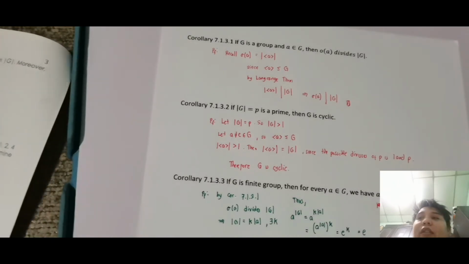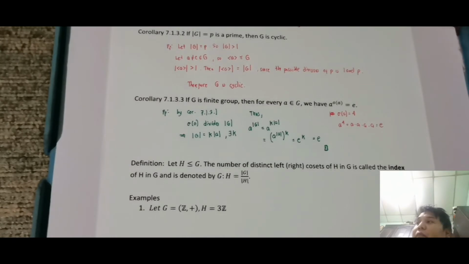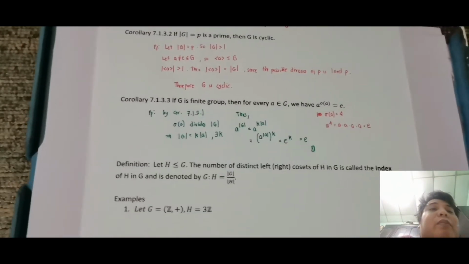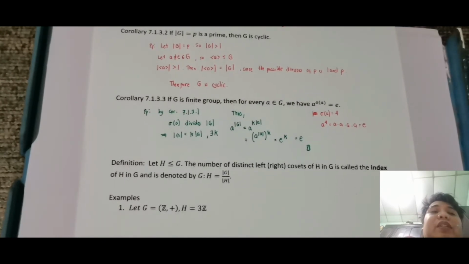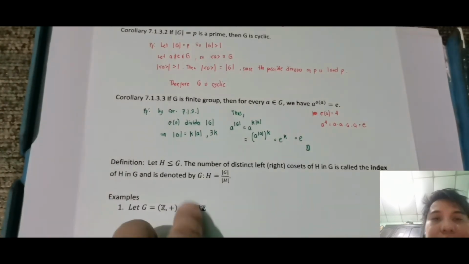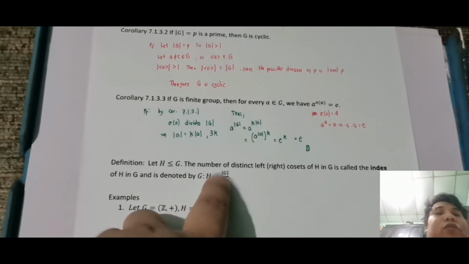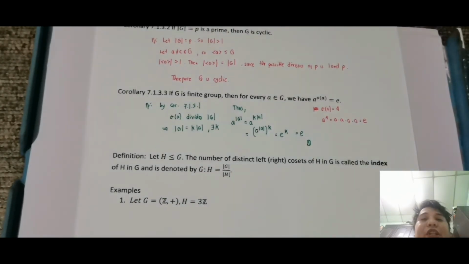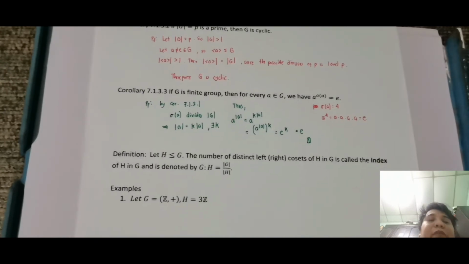Okay, so now let us proceed dito sa ating next topic. So, ang highlight talaga ng topic natin for today is the index. So, let H be a subgroup of G. Then, the number of distinct left or right cosets of H in G is called the index of H in G. Again, the index of H in G is denoted by G colon H, is equal to cardinality of G over cardinality of H. So, para malaman mo yung index niya, divide lang natin yung order ng G sa order of H. Ganun lang kasimple.